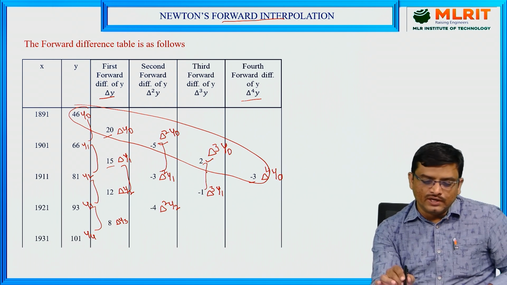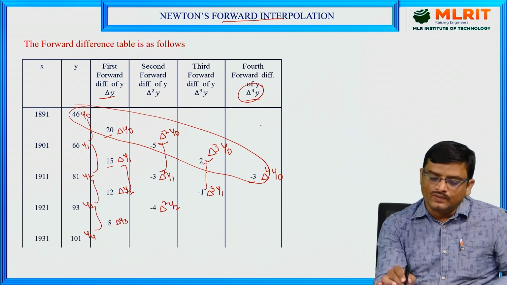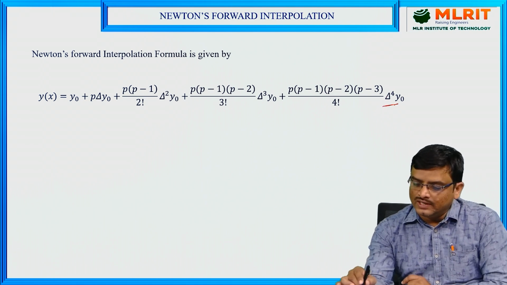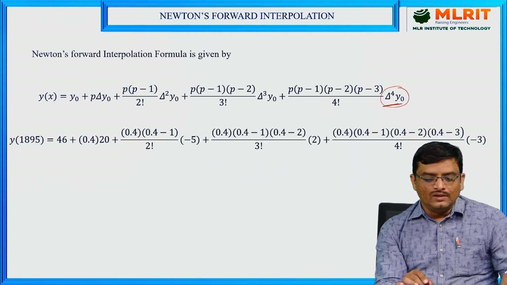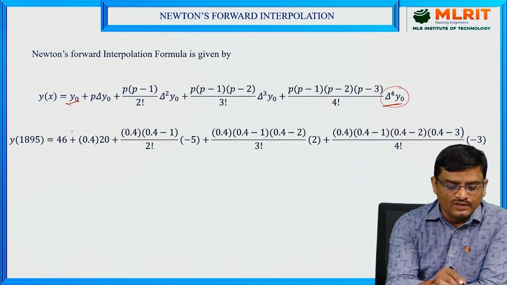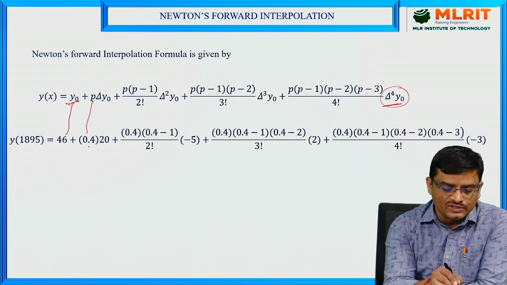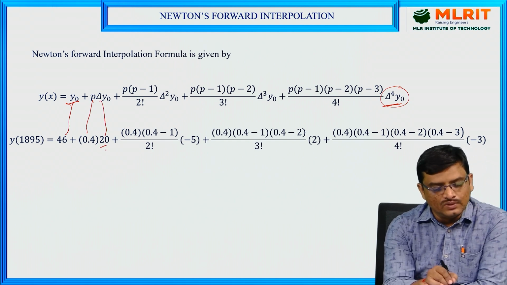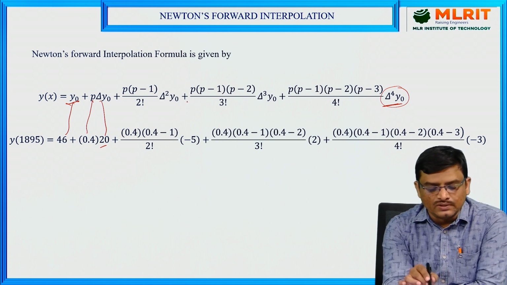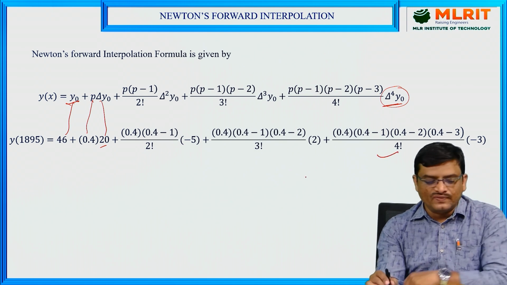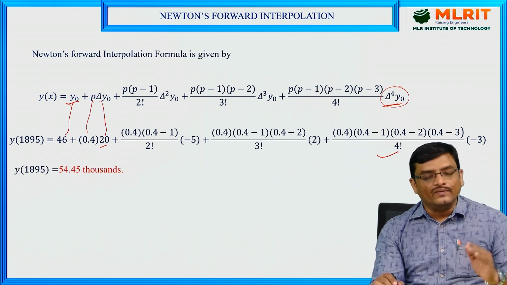Now in Newton's forward interpolation formula, we can take up to the delta power 4 term. That's why I have taken this interpolation formula up to delta power 4 y0, because we got only up to this value. So now we got the p value, you substitute that p value. In the forward difference table, we got y0 equal to 46. If we calculate, we got the p value equal to 0.4, and delta y0 we got as 20 in the forward difference table. So like this, you substitute all the values here in Newton's forward interpolation formula. So you will get like this. Now simplify this. So finally we will get our required y value here.